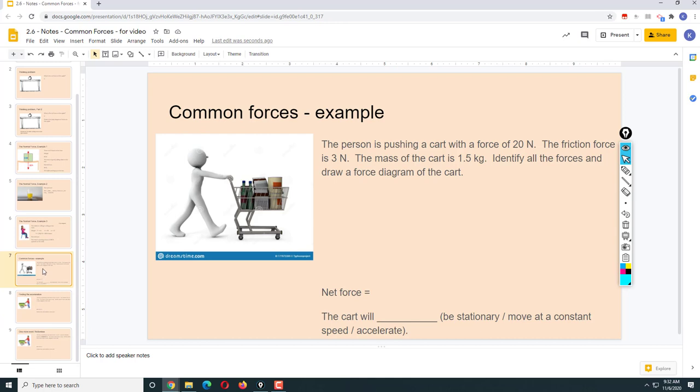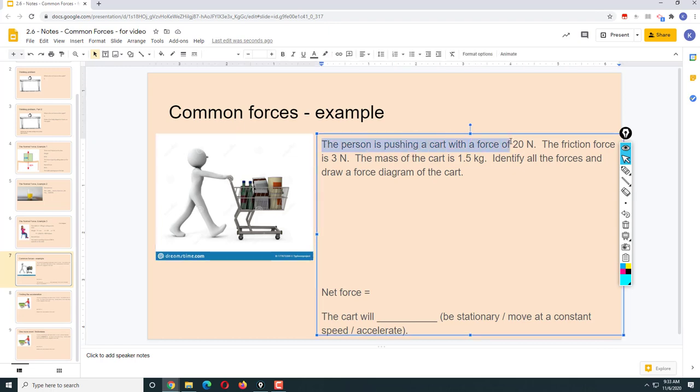What happens if objects are moving? We're pushing it to the left or to the right. Actually it doesn't matter whether the object is moving. What matters is whether there are forces to the right or to the left. So the person is pushing the cart with a force of 20 newtons. Let's do it over here. This force is 20 newtons, going to the right. The friction force is 3 newtons. The friction force is always opposite of the direction of motion, so that's to the left. So we have 3 newtons of force going to the left.